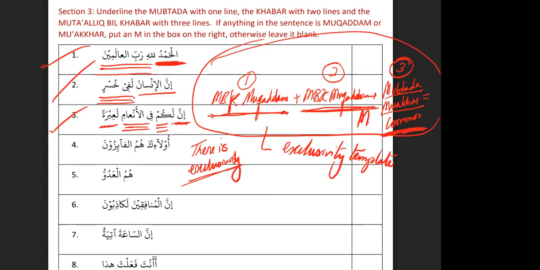So we just have to remember the templates, for example, sister today, she reminded us of there is. Why? Because you have MBK muqaddam and mubtada muakhar with a lam of emphasis, right?